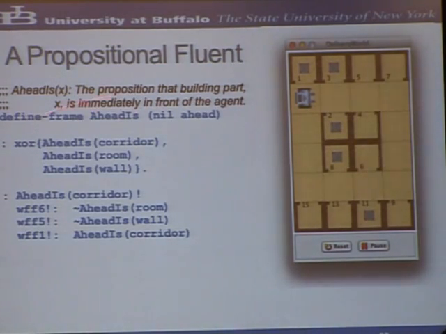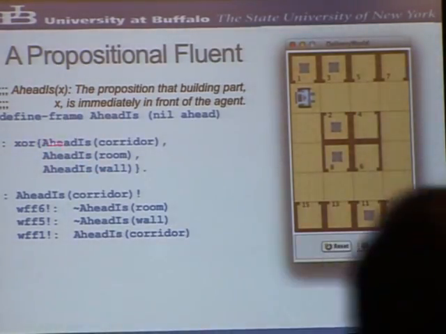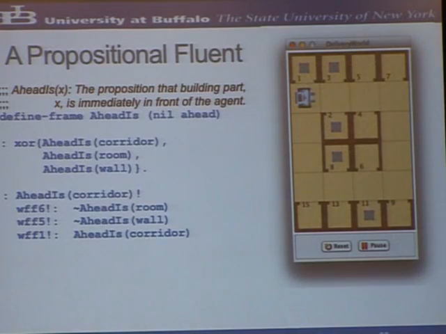So we define this frame, ahead is. We don't need to hold on to the proposition symbol because we'll just use the slot ahead and store the term that denotes the building part that's immediately ahead of it. And then we tell it exactly one of these things is true. So XOR is a connective that takes a set of arguments.